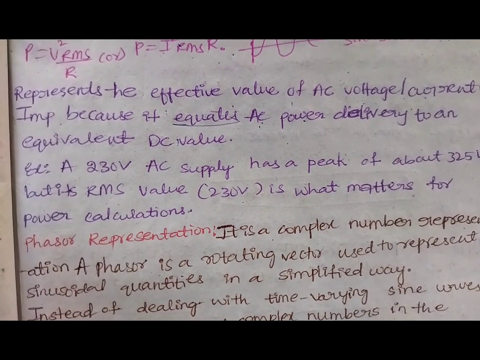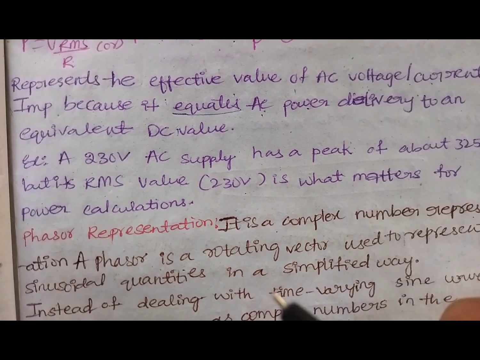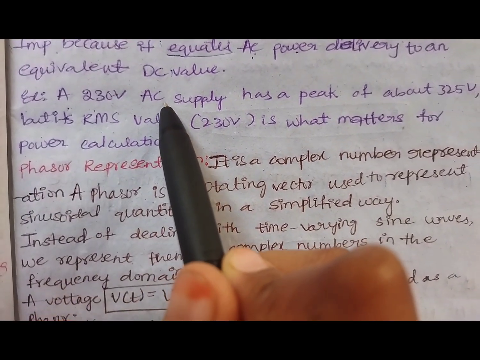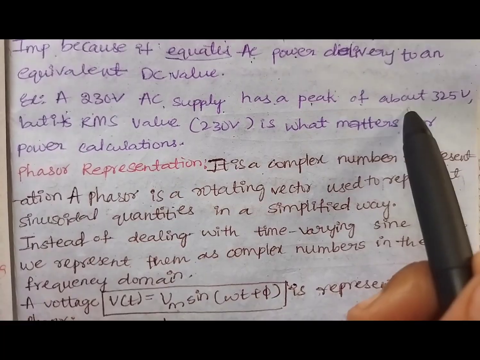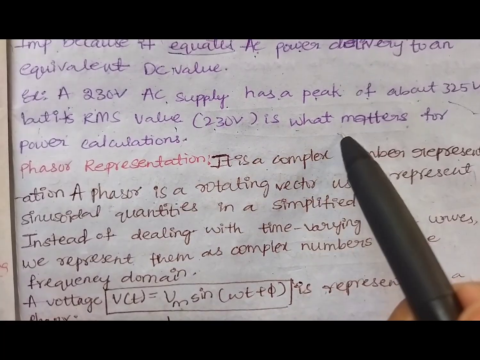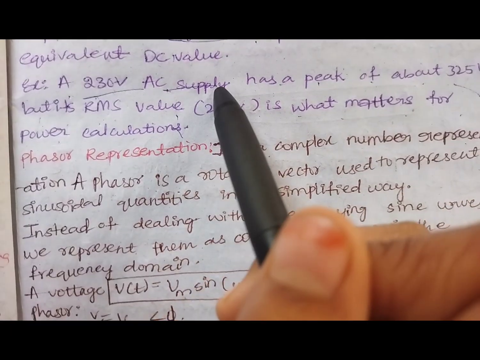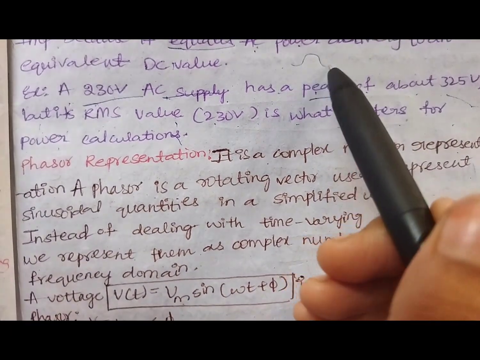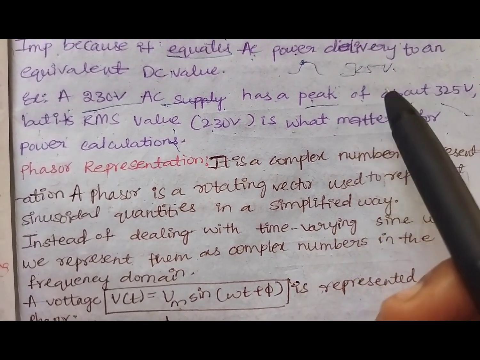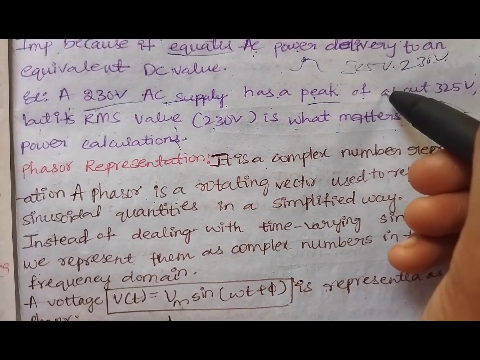For equating AC power values, we are equating DC values. Example: a 230 volts AC supply has a peak of about 325 volts, but its RMS value of 230 volts is what matters for power calculation. Here the 230 volts AC supply has a peak maximum value of about 325 volts, but the RMS value is 230 volts. So for power calculation we use this concept.